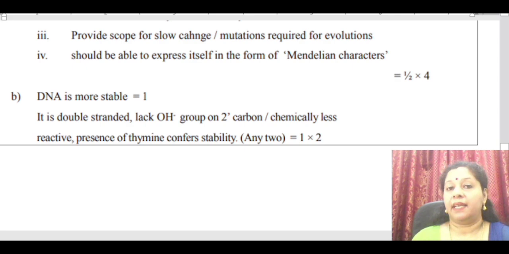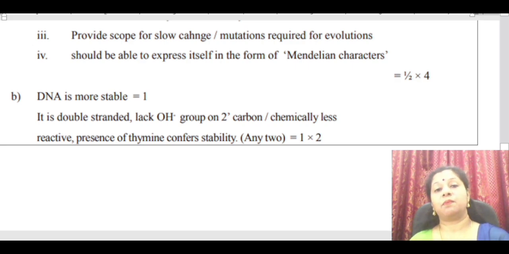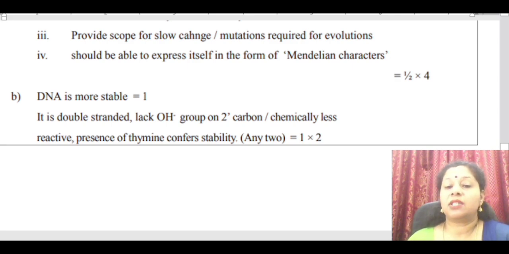Why? Because DNA is first of all double-stranded, and there is only one OH group at the 3' end. There is no OH group at the 2' end, the second carbon atom, and so it is chemically less reactive. OH is a functional group. More OH means more reactive. Here one OH is less, meaning less reactive. Then the presence of thymine instead of uracil also confers stability to DNA.